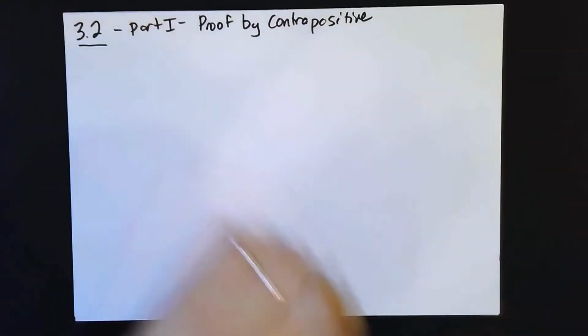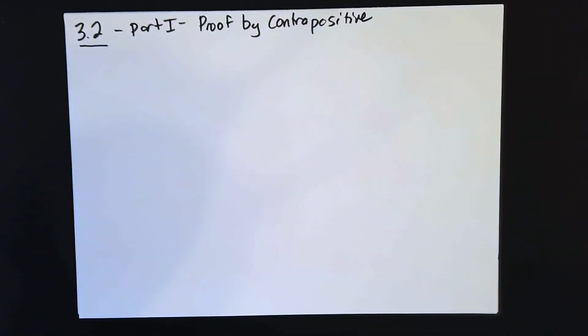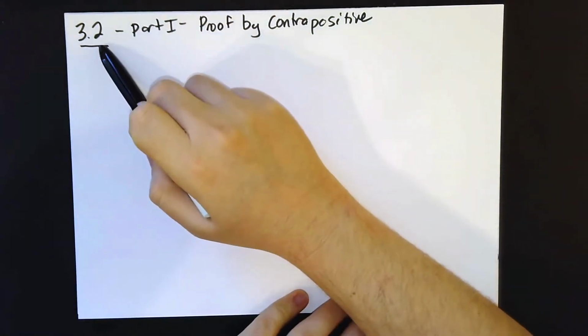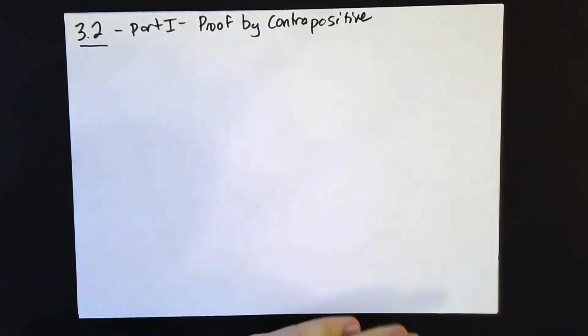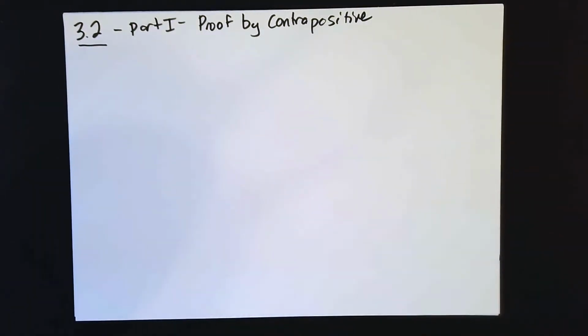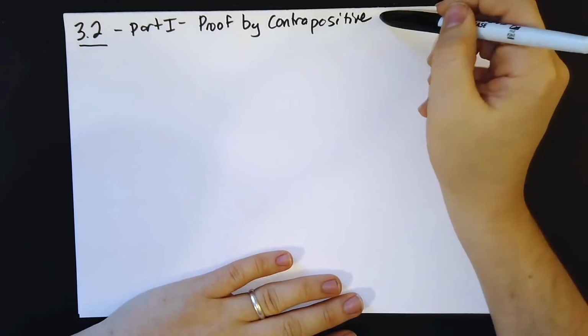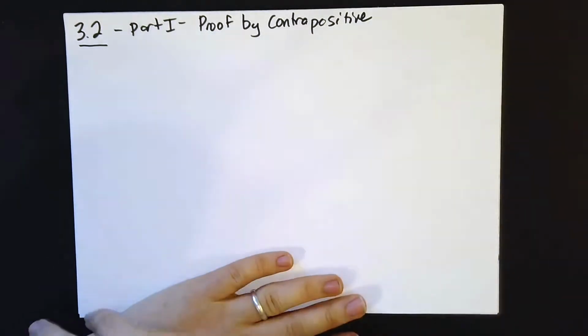All right, welcome back to the last topic of week 2. In this section, we're going to talk about proof by contrapositive. So in the book, 3.2 covers a really wide variety of proof techniques other than direct proof. The chapter is just called indirect proof. We're only in this section going to talk about one of them, which is proof by contrapositive.